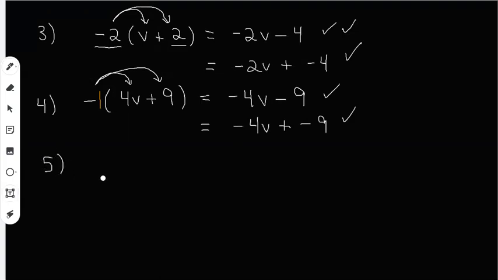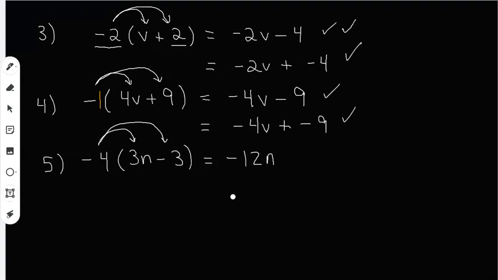All right, let's try number 5. For number 5, I've got a -4 times 3n minus 3. Okay, so what am I multiplying by on the outside? Well, I'm multiplying everything by a -4, right? So we're going to multiply everything on the inside by what's on the outside, a -4. So -4 times 3n, that's going to give me -12n. That's the first part of my answer.